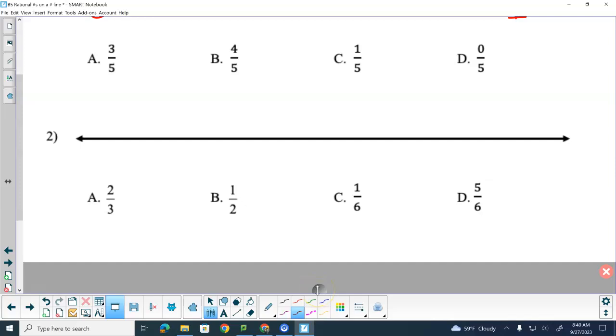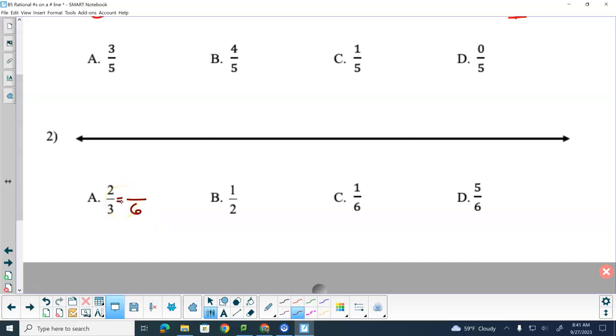What's the problem in number 2? They're not all the same denominators, right? So what do we have to do first? What do you got, Cliff? Get them all to 6, right? Okay? Because we already got 2 of them at 6. What would 2/3 be in a fraction over 6?